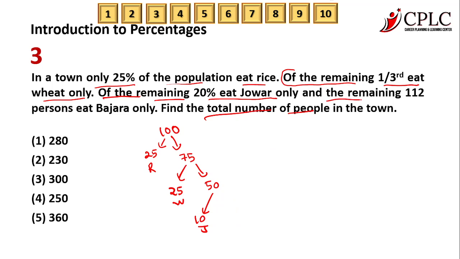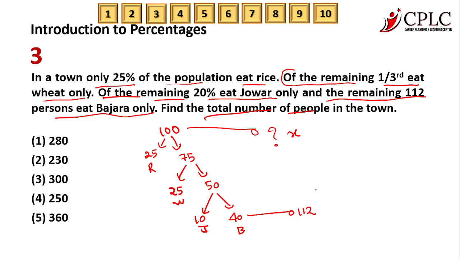And then they are saying, and the remaining 112 people are eating bajra only. So in our case, out of 50, if 10 are eating jawar, we are left with 40 people who are supposed to eat bajra. But ours is 40 and theirs is 112, is what they are saying. And again, they have said the same thing: total number of people in the town. We have assumed total as 100. Theirs we do not know. Suppose question mark or x.